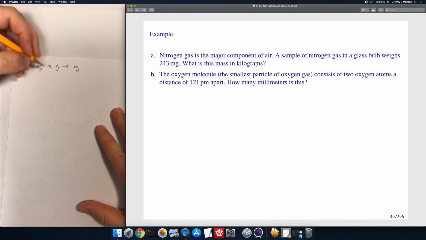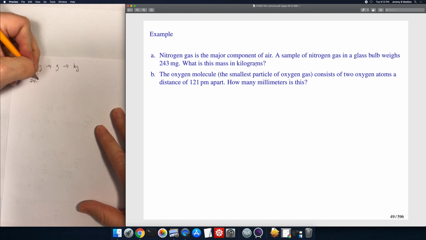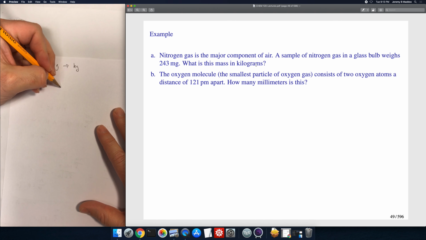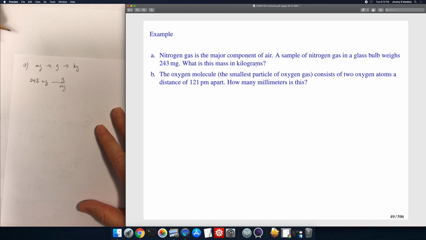So we would take the 243 milligrams, and we would ask ourselves, okay, how do I get that from milligrams to grams? So you want to have milligrams on the bottom, and you want to have grams on top, right? The unit that you have needs to be in the denominator, and the unit that you want needs to be in the numerator. And now we have to figure out what numbers need to go here. This is where the SI prefixes come into play. You need to know the SI prefixes.